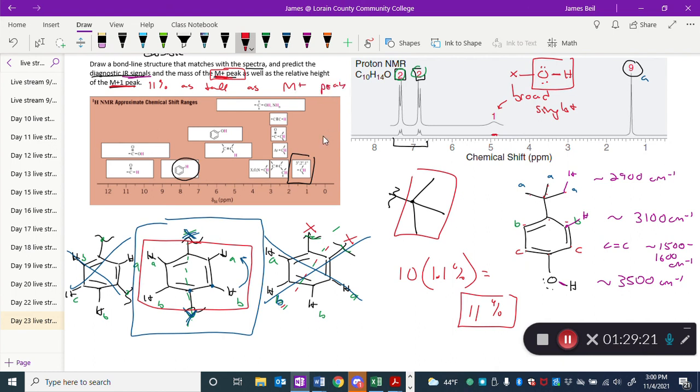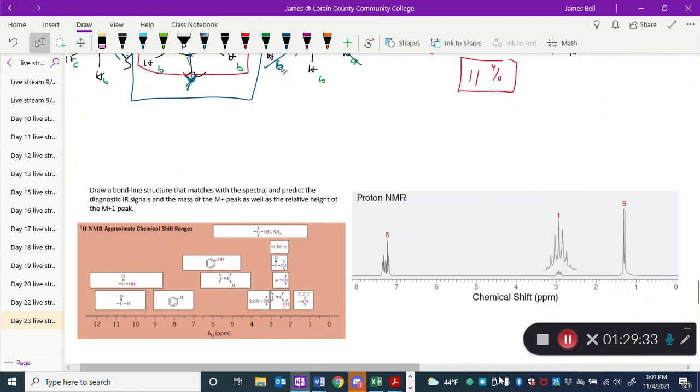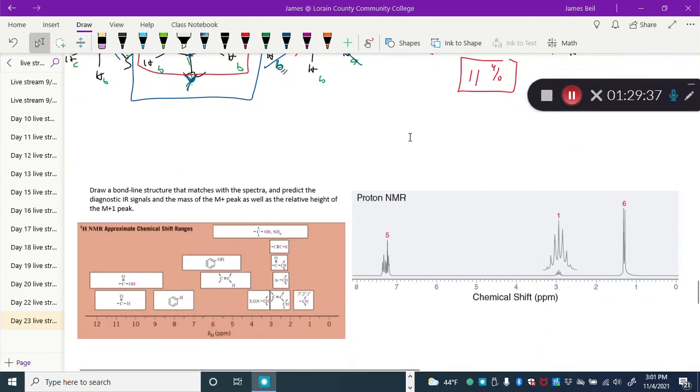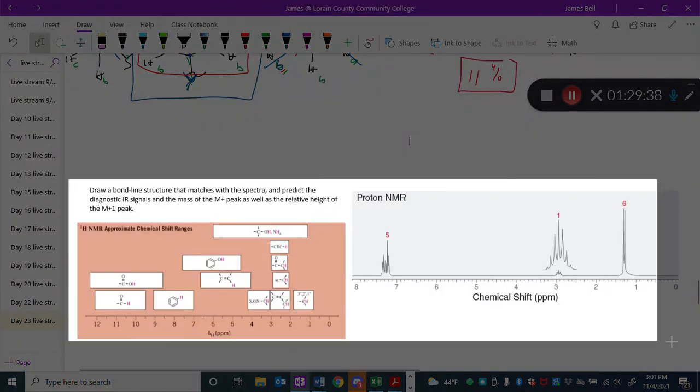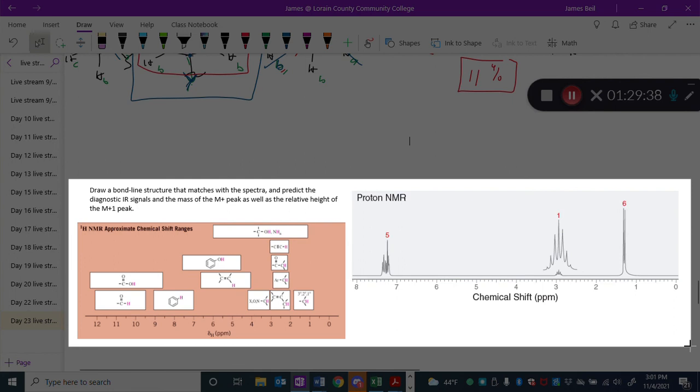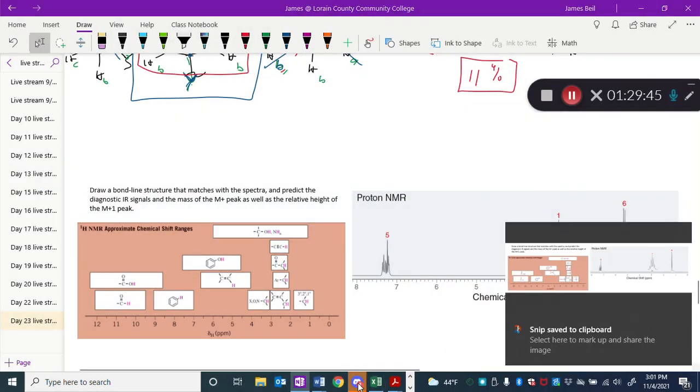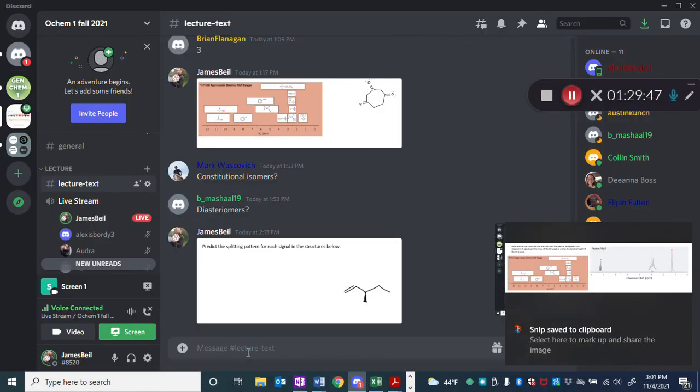And so it's just a little review from the mass spec and IR content we talked about that will be on your exam next week. All right, so I'll put this one up in the lecture text thread if you want to practice it. Any questions about anything before we end?